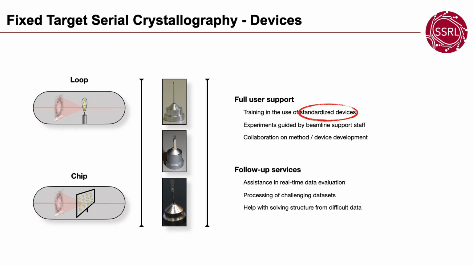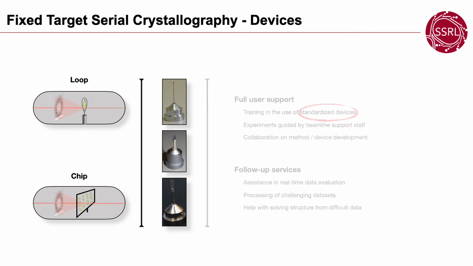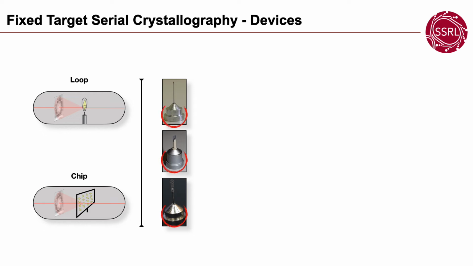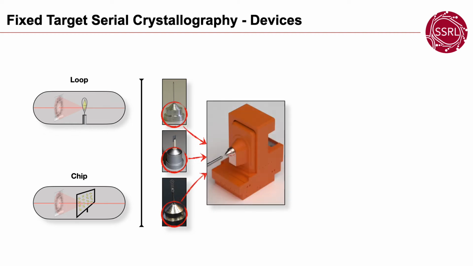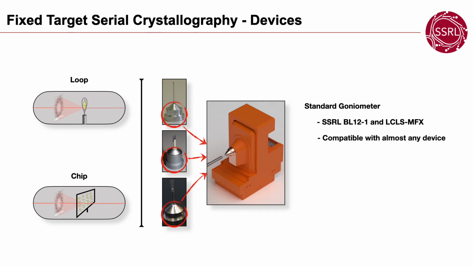Let me talk for a moment about standardized devices. The eagle-eyed amongst you probably noticed that all of the devices I'm showing have a very similar looking magnetic base. This makes them compatible with a standard goniometer that we have installed both at SSRL Beamline 12.1 and at the LCLS MFX end station. This goniometer is compatible with nearly every device for conventional or serial techniques, standard or custom, as long as it has this magnetic base that fits the goniometer.